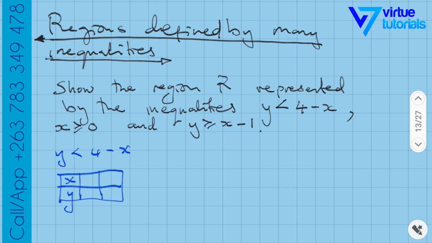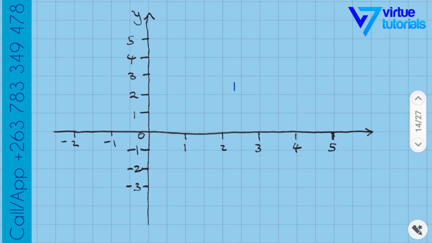Pick 2 values of x. I'll pick 0 and 2. It'll give me 4 and 2. I hope you now know how to complete that table of values. So 0, 4, 2, and 2.